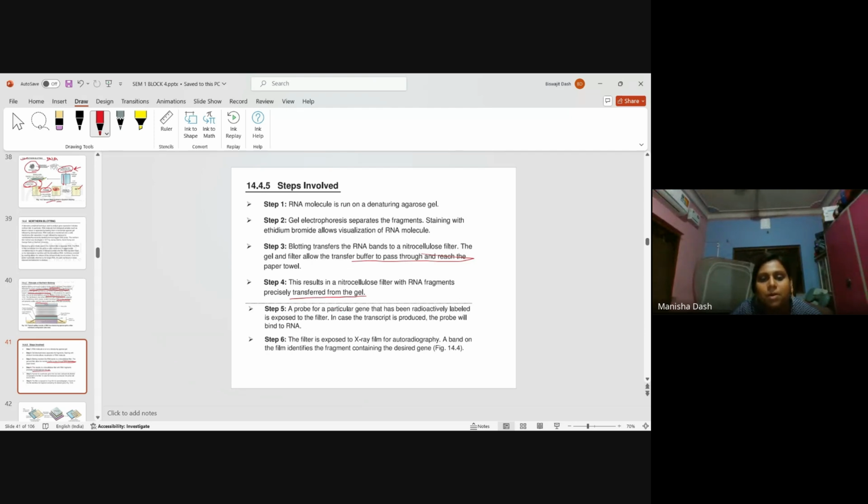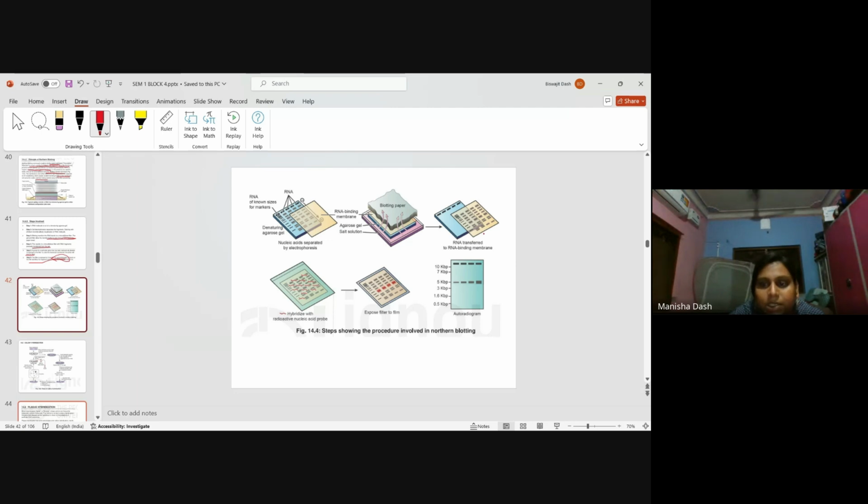So a probe for a particular gene that has been radioactively labeled is exposed to the filter. In case the transcript is produced, the probe will bind to the RNA. And the filter is exposed to X-ray film for autoradiography. A band on the film identifies the fragments containing the desired gene. So here you can look in the picture.